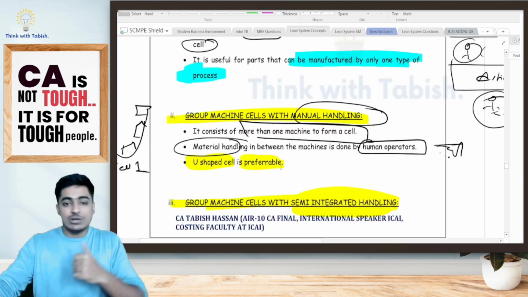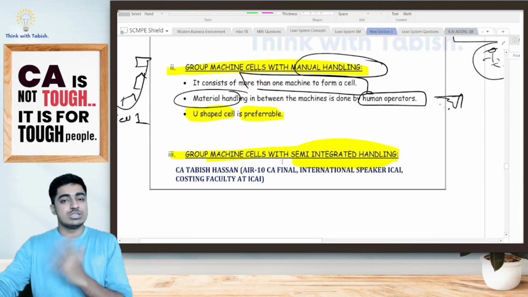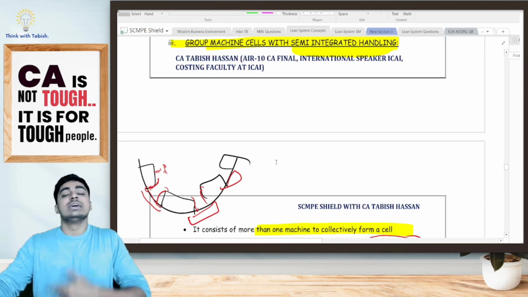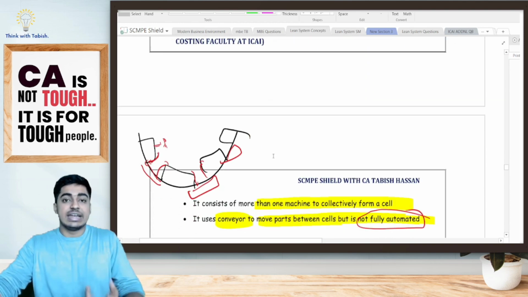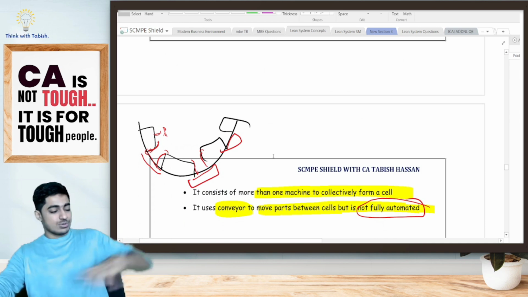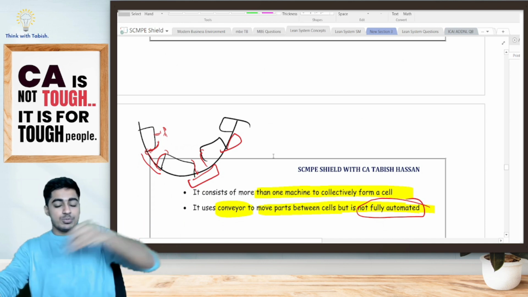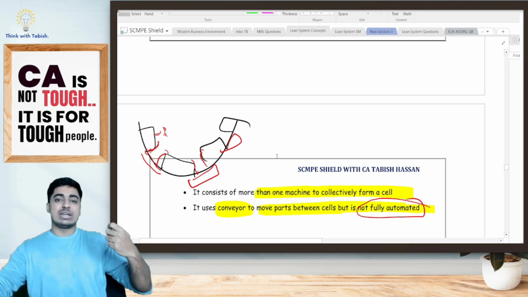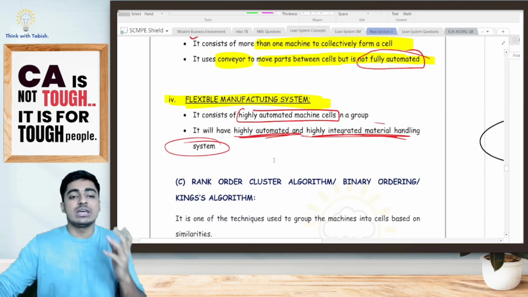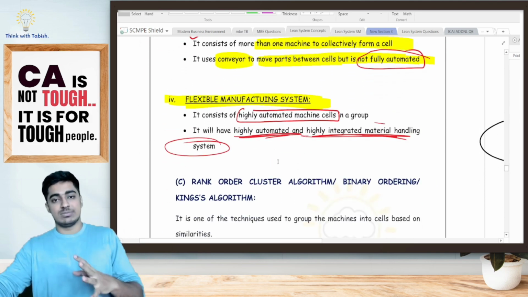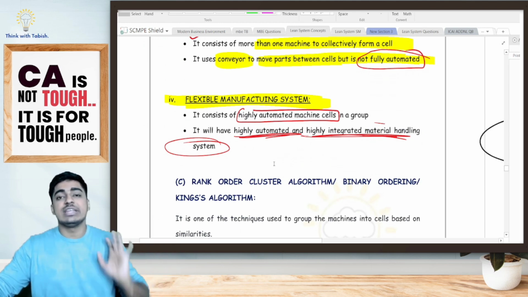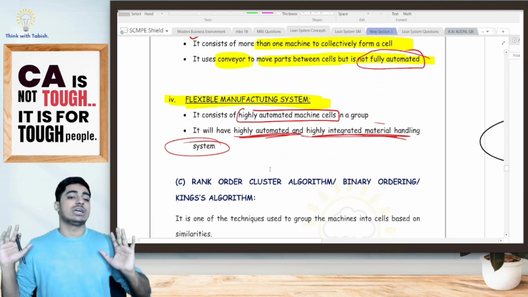Either material handling could be manual, that is, employees are doing it, or it could be semi-automatic, semi-integrated, that is, with the help of conveyor belts. So transport happens on the conveyor belt, but to put material onto the conveyor belt and remove it, employees are required. Or it could be a completely automated system, wherein using robots, all the material handling takes place, and we need not worry at all.